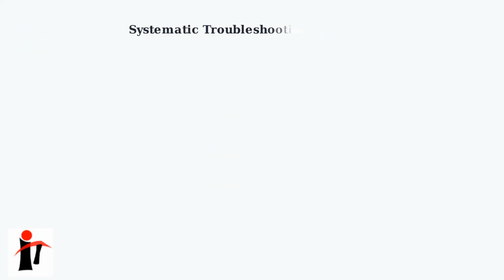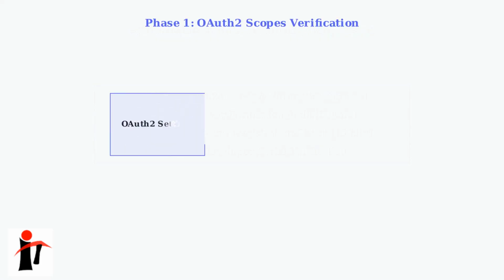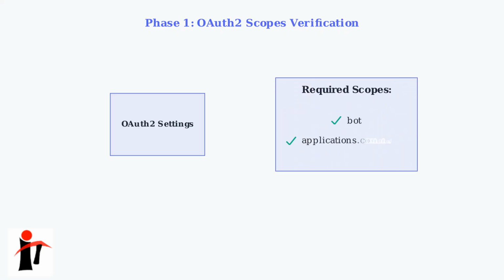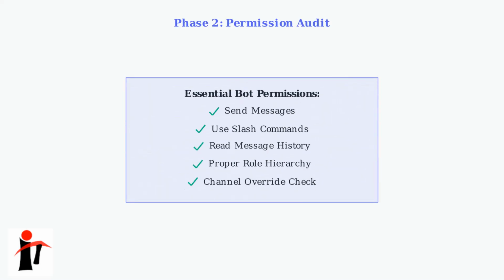When your Discord slash commands aren't working, follow this systematic troubleshooting approach to identify and fix the issue quickly. Phase 1 focuses on verifying your bot has the correct OAuth 2 scopes. Your bot must have both the bot scope and the applications.command scope to use slash commands properly. Phase 2 involves checking bot permissions. Your bot needs specific permissions like send messages, use slash commands, and read message history. Also, verify the bot's role hierarchy and channel-specific overrides.